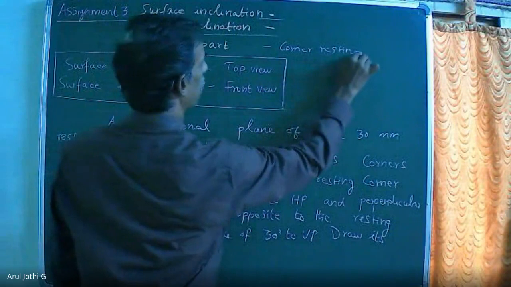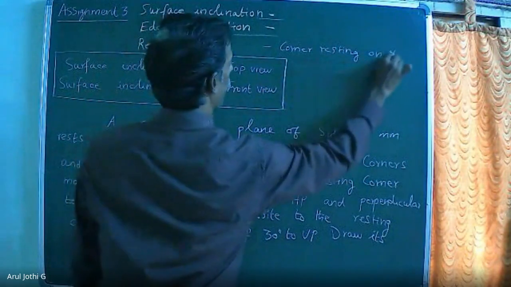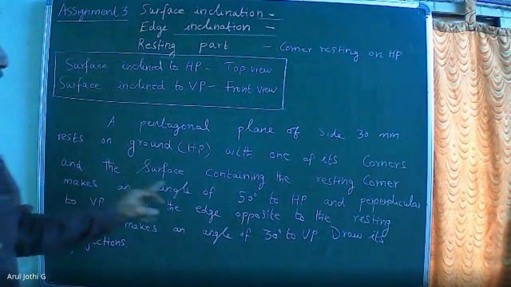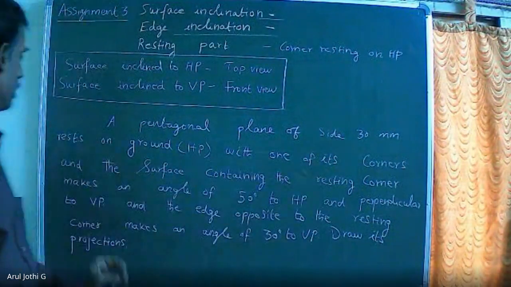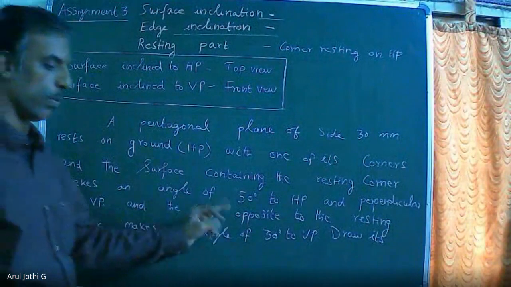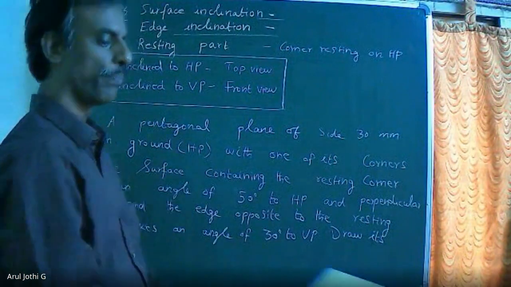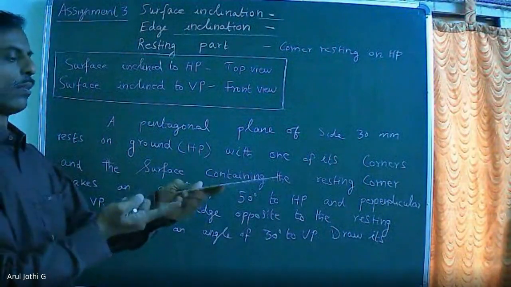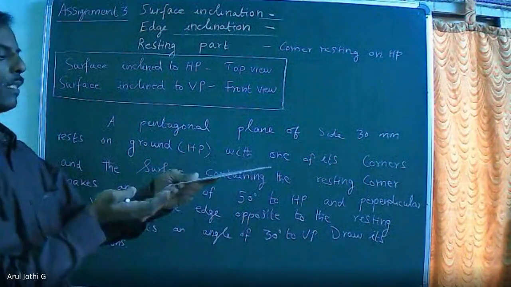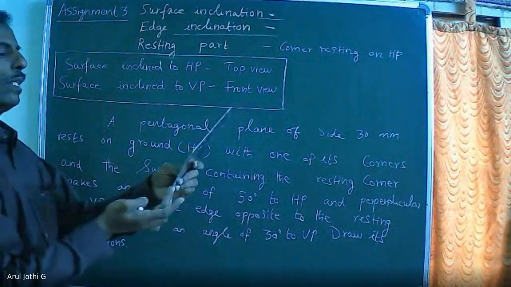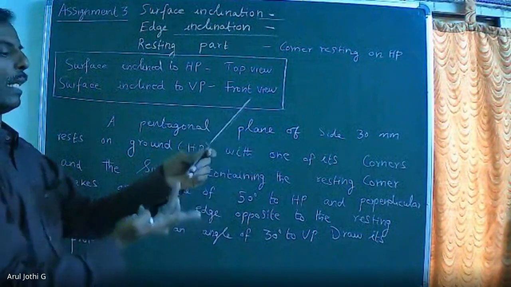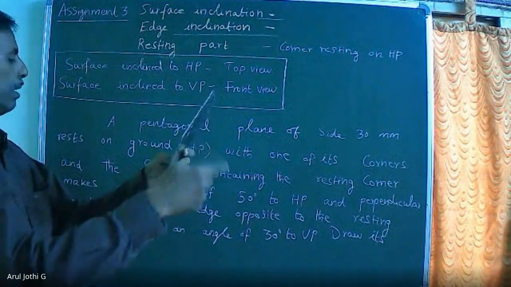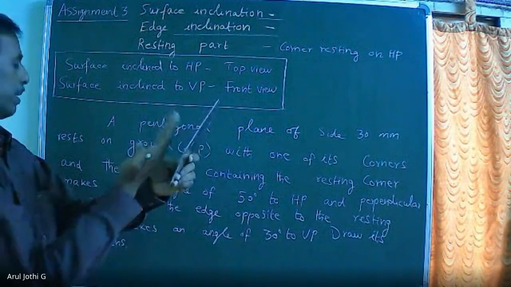The corner is resting on the horizontal plane. And the surface containing the resting corner makes an angle of 50 degrees to HP. So one of the corners is resting on the horizontal plane, and this corner has the surface. Now the surface containing this resting corner makes an angle of 50 degrees with the horizontal plane and is perpendicular to VP.